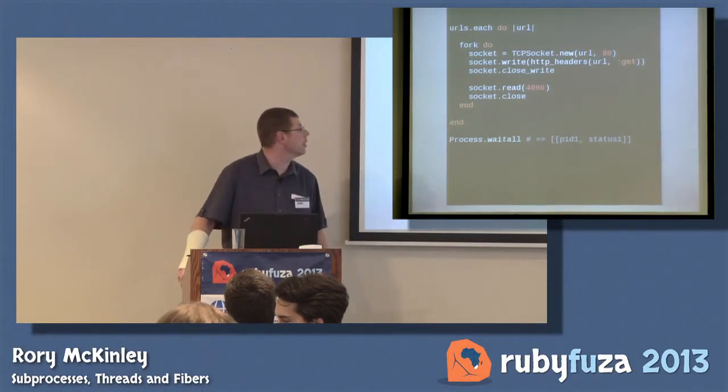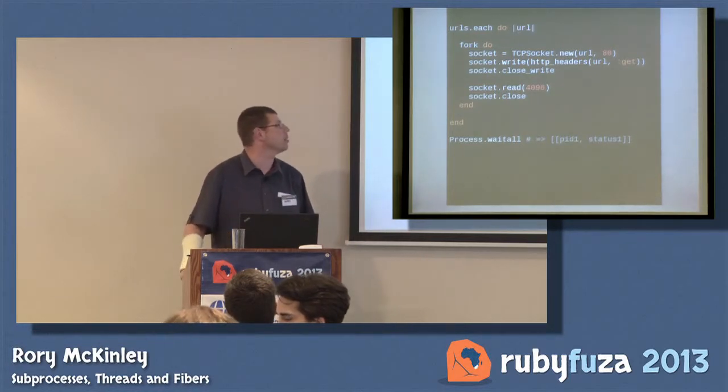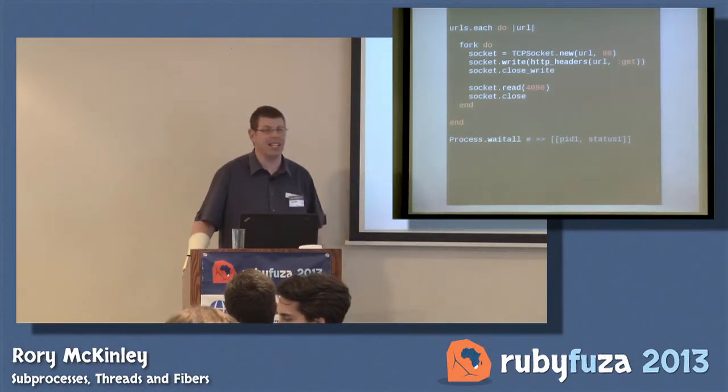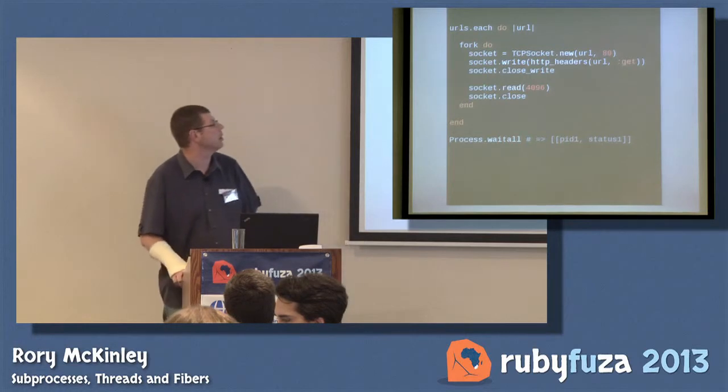Process.waitall tells the interpreter to wait until all the child processes have completed. And that's generally, again, a useful thing unless you're planning on starting up something like daemons. Waitall will return a collection of process IDs and statuses, and there are variants of it that you can use to wait for a particular process or detach a process if you really don't care about it.